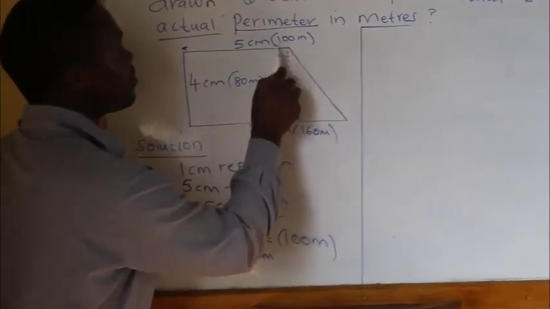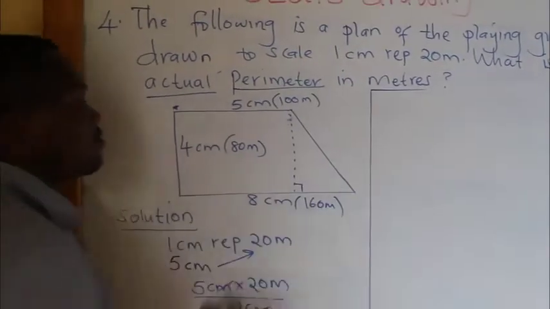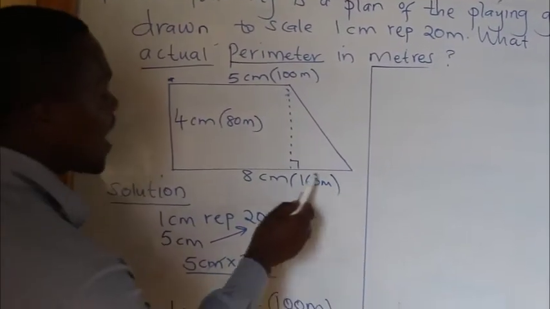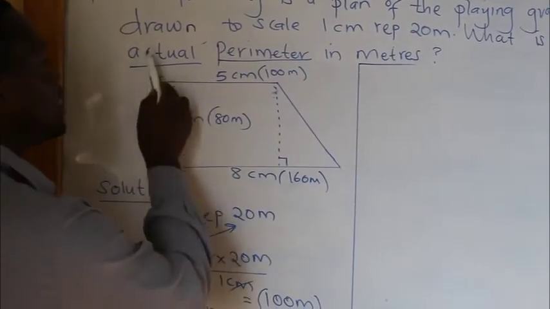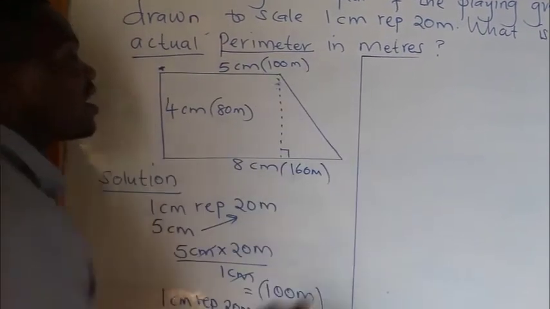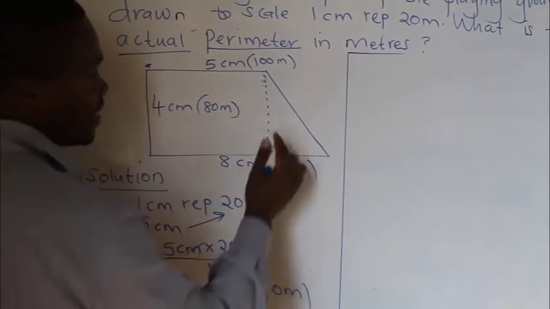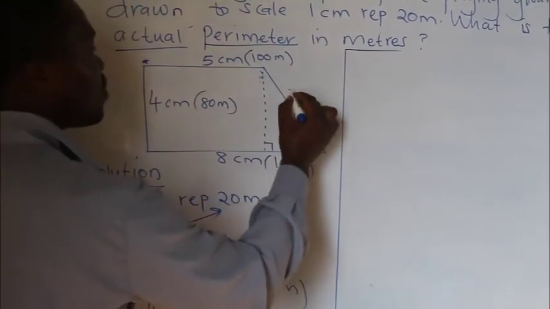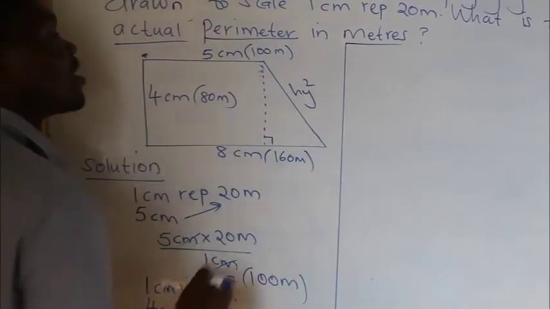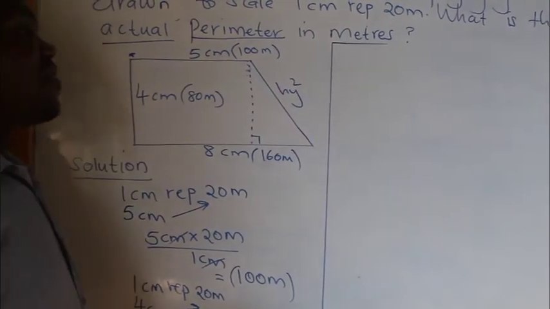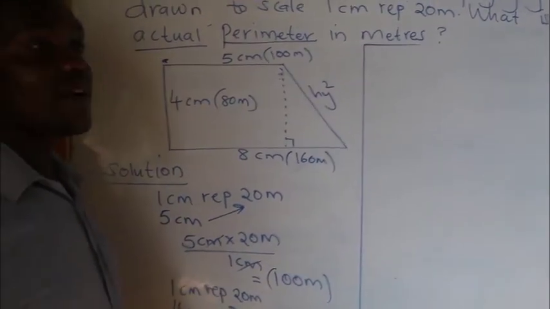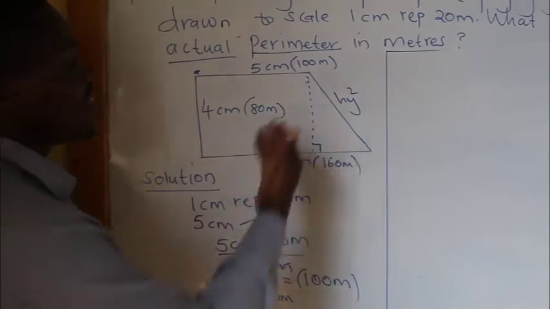So this is it, 100 meters, but I don't have this. I have 160 meters, I have 80 meters. So I don't have this one here. If you recall, this one is the hypotenuse. This one is a triangle here. So the question was testing whether you can remember how to use the Pythagoras theorem to calculate the hypotenuse.